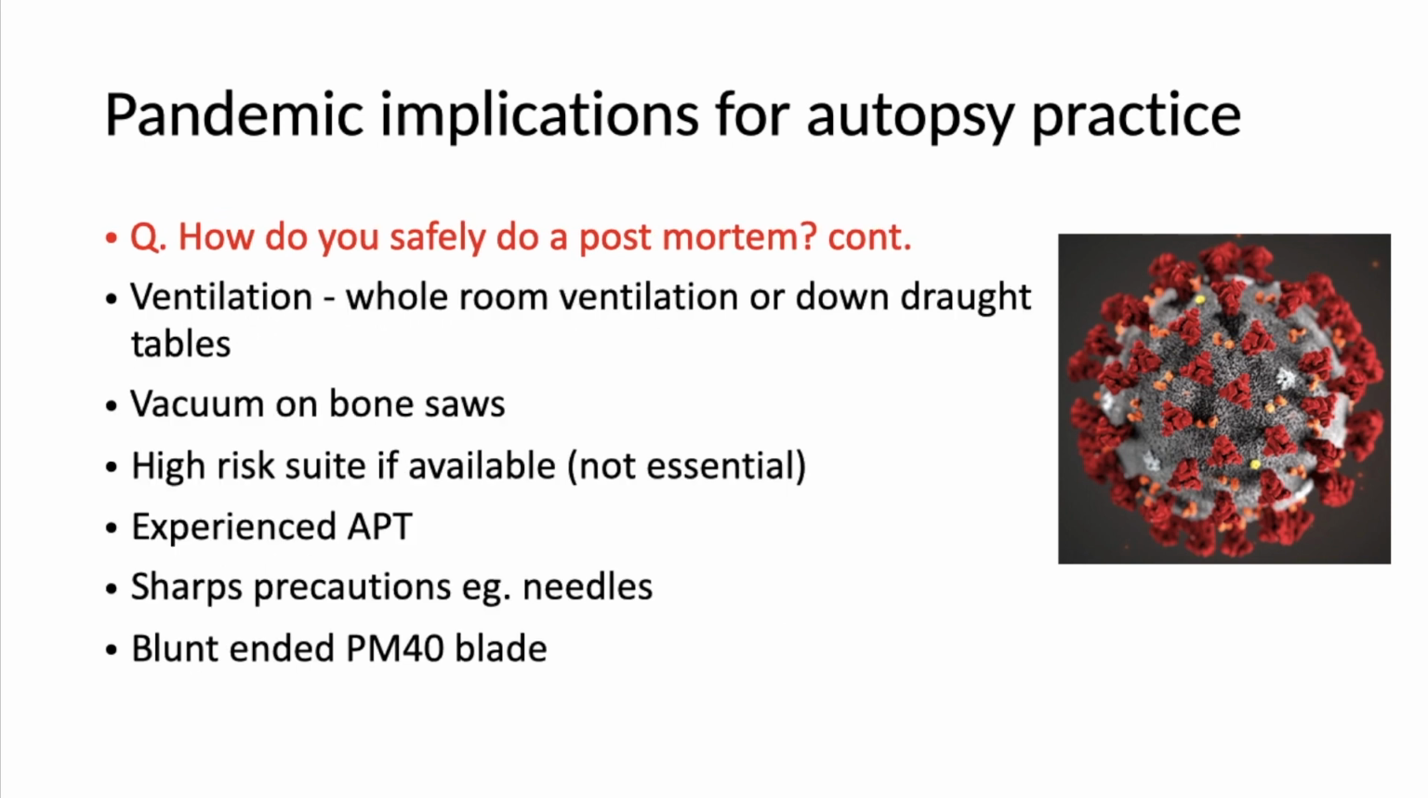So in terms of the premises, you need to have good ventilation. Either whole room ventilation or downdraft tables are sufficient. You should have a vacuum on bone saws. Ideally, use of a high-risk suite is great, but it's not essential. You should use experienced staff, so not trainees, not trainee APTs.